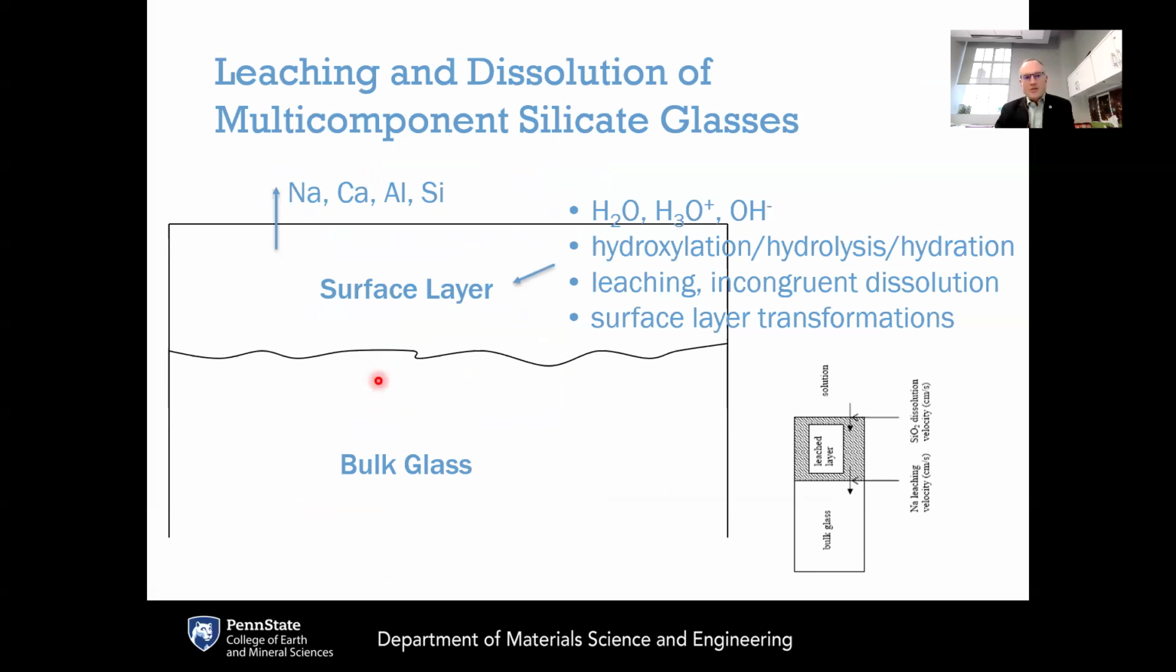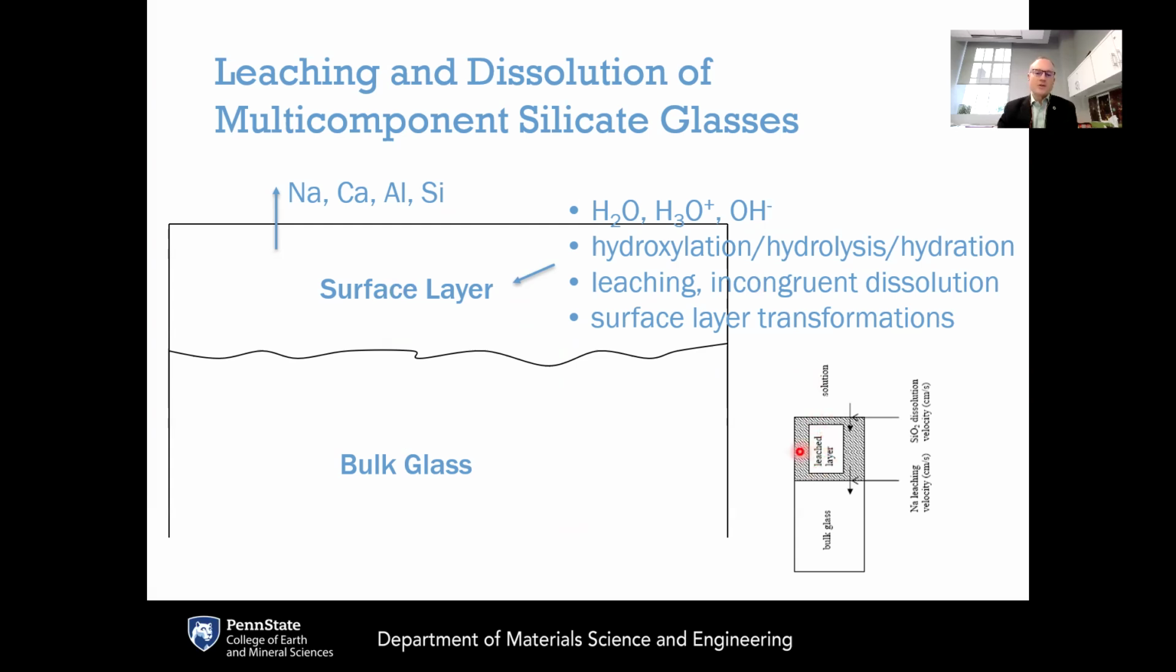Now, as a result of leaching and dissolution of silicate glasses, especially multi-component silicate glasses, there is an alteration layer at the surface of the glass, this surface layer that is hydrated. It has physisorbed molecular water, it has chemisorbed hydroxyl groups, it has a series of reactions related to hydrolysis, hydroxylation, leaching out of specific ions from the glass surface that also leads to incongruent dissolution, where certain species are dissolved faster than others. And all of this creates this leached layer at the surface.